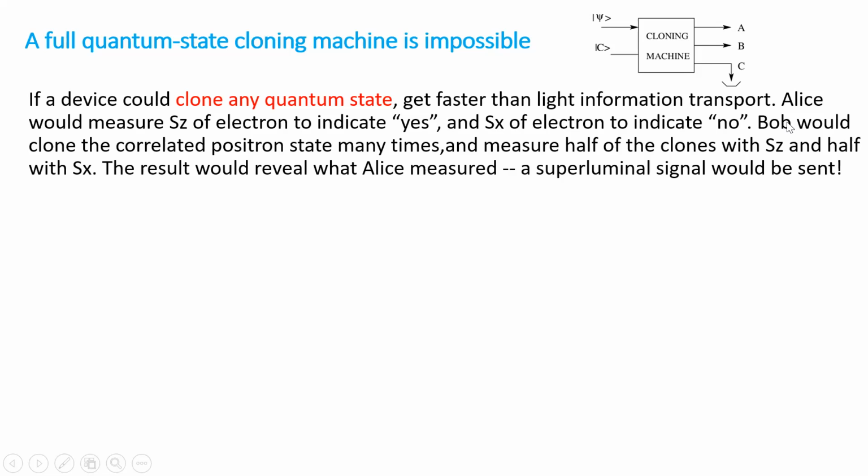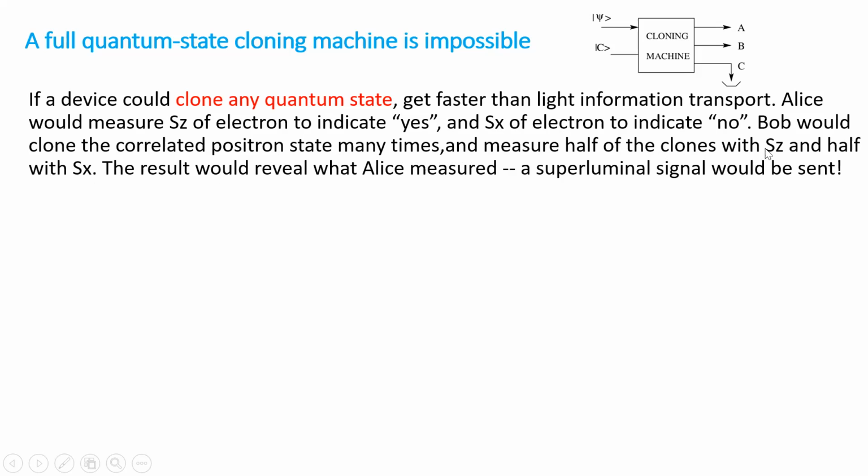So what would Bob do? After Alice measures either SZ or SX, Bob would take the correlated positron state. So now the two states are correlated, and he would clone it many times. He'd make many copies of it because we have a device that could clone any quantum state. Then he would measure half of the clones with an SZ measurement and half of the clones with an SX measurement.